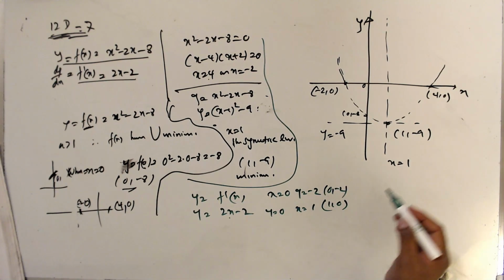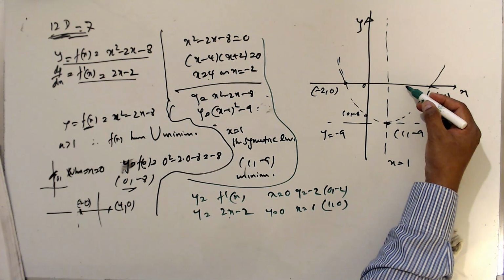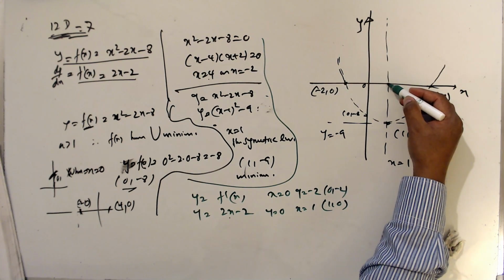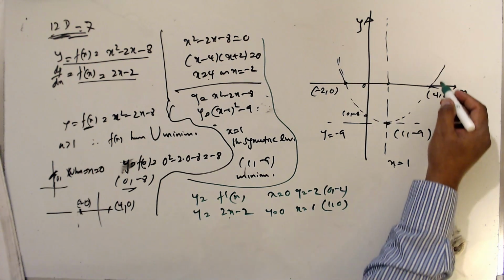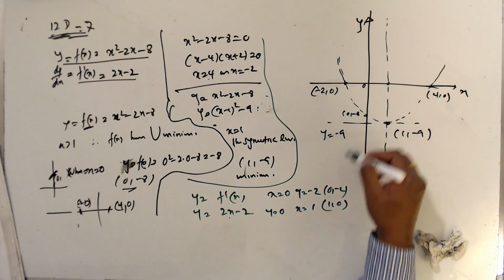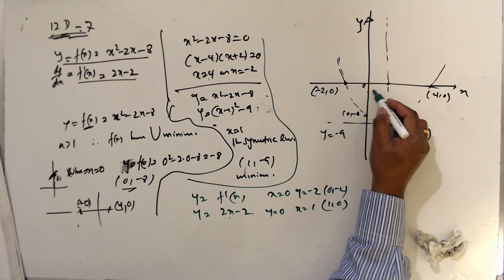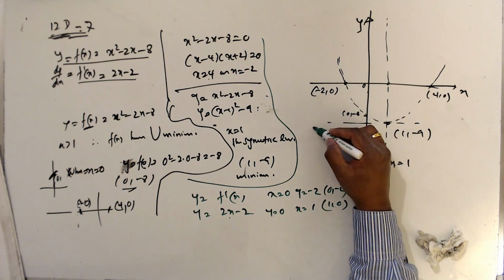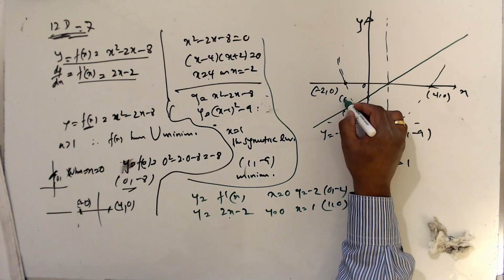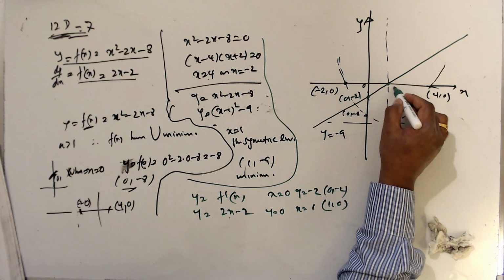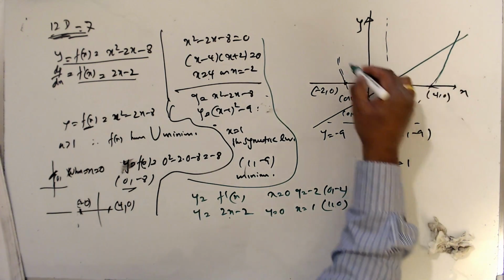So one thing is it's going through (1, 0) in here, because this is the x equals 1 line. This is going through (1, 0) and (0, -2). Yeah, it's going like this. This is (0, -2) and this is (1, 0). This line is like this.